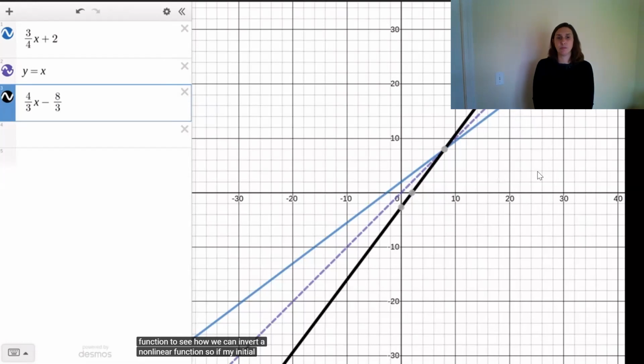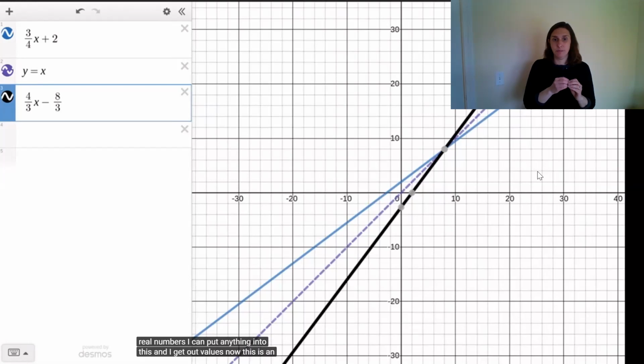So if my initial function is equal to x cubed plus 2, the first thing I want to do is check my domain. This generates all real numbers. I can put anything into this and I get out values.